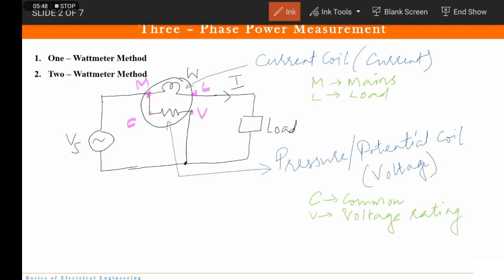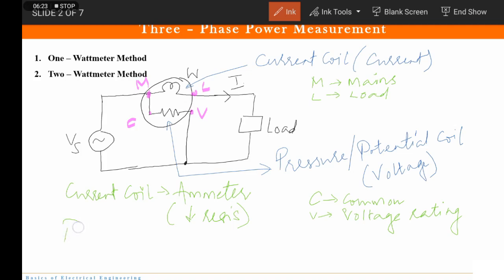Okay, now see, the current coil basically behaves as an ammeter. What is the characteristic of an ammeter? An ammeter has very small resistance. Why does it have a very small resistance? So that maximum current can flow through it, because we want to measure the current. So the current should be as large as possible. To satisfy that condition, the resistance of an ammeter is always kept very low.